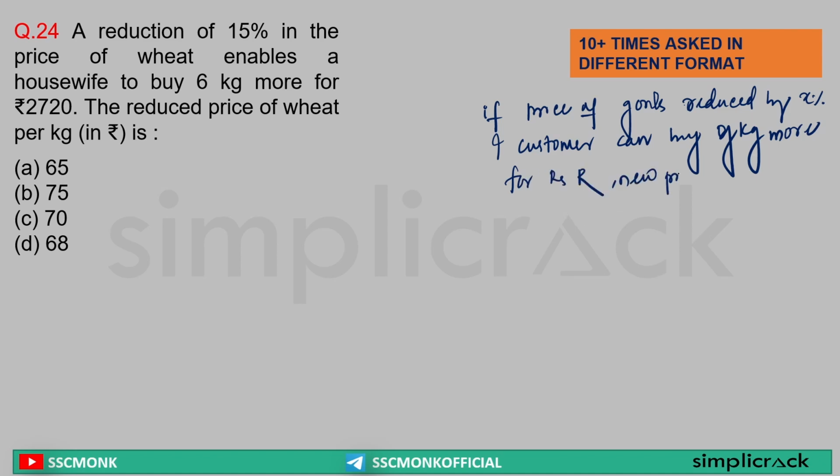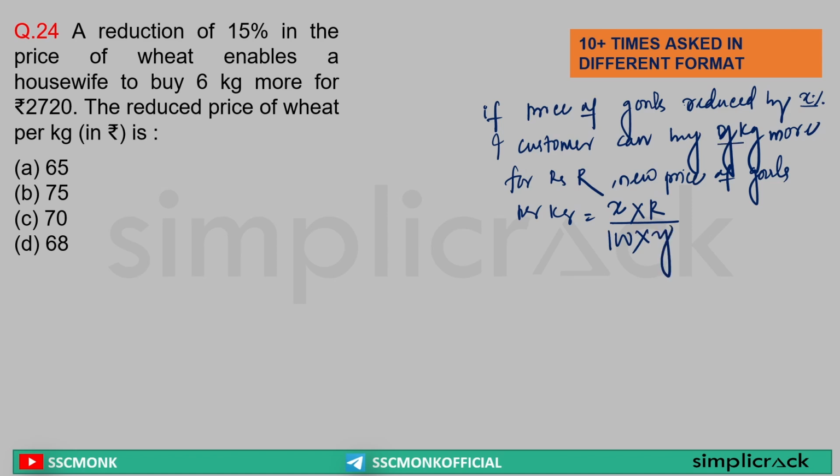New price of goods per kg will be what? Sir, here what is my percentage reduced? X, multiplied by how much I am spending here? Sir, I am spending here R, divided by 100, into how much I am getting more? Y. Simple calculation.